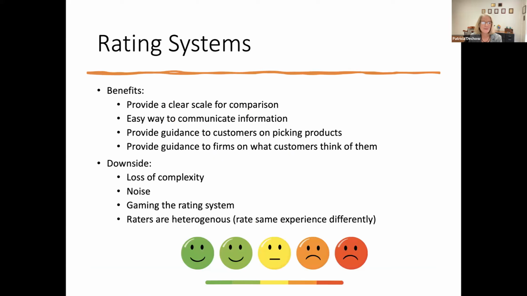You know, a rating system, when you have 5 stars, 4 stars, 3 stars, when you go to a restaurant or a hotel, it gives you a pretty quick summary measure of what other people have thought of that particular place. So we see rating systems as having some positive benefits, such as a clear scale for comparison. It's a really easy way to communicate information. If you say 5 out of 5, everyone kind of understands it.